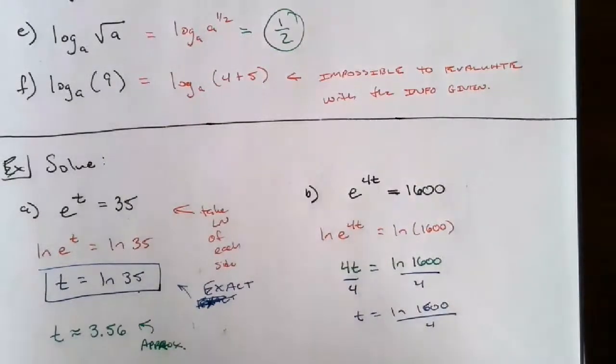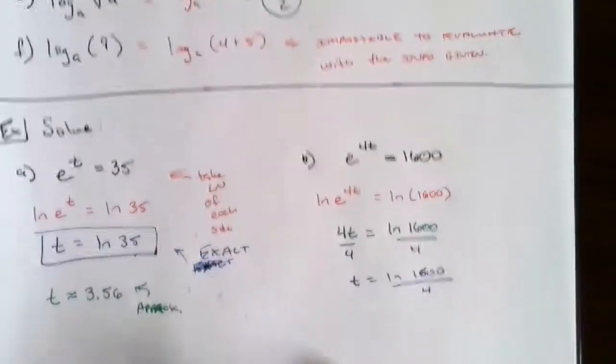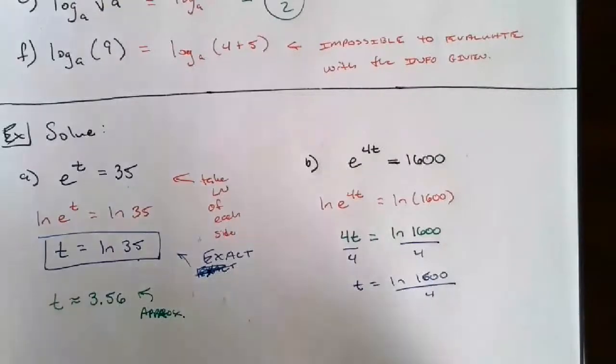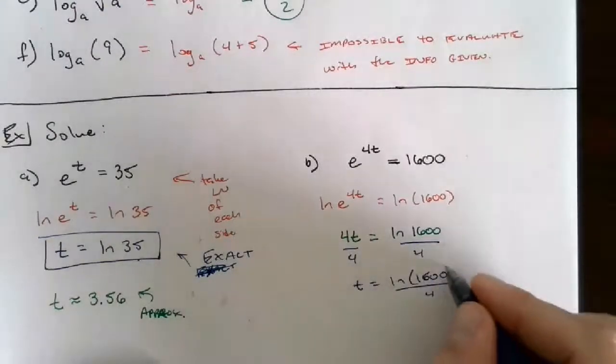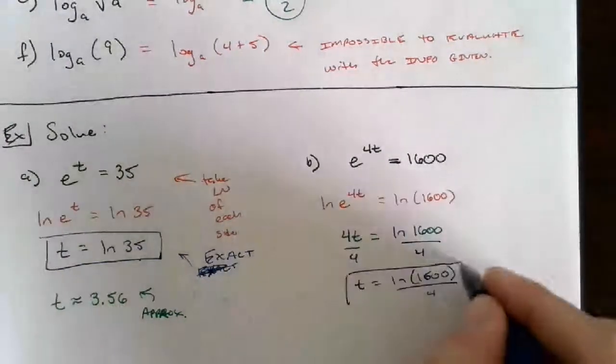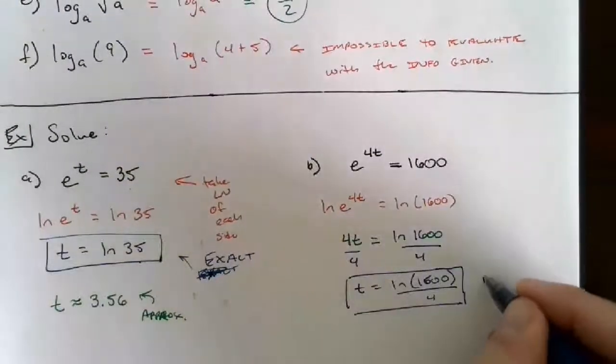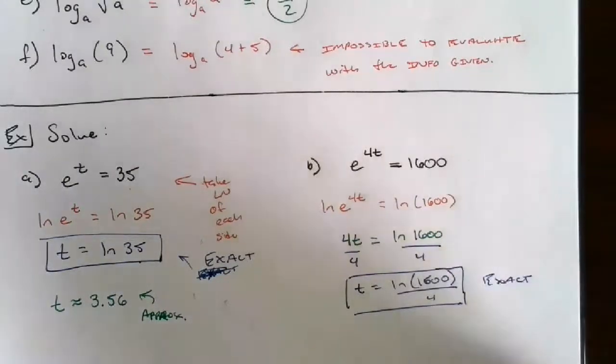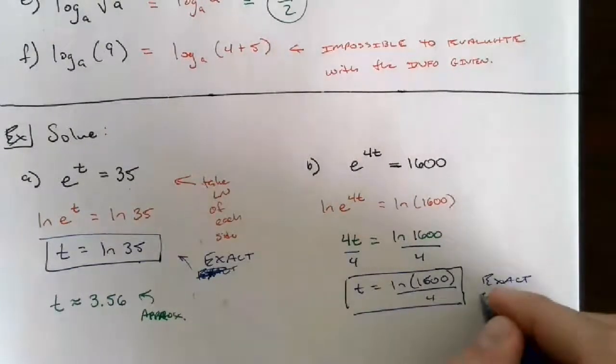Now the question here is, can I simplify this? Can I cancel that 1600 and that 4? And the answer is no, because remember, this is natural log of 1600. This is part of the function, so it's not multiplication. It's natural log of 1600 divided by 4. That's actually your exact answer.